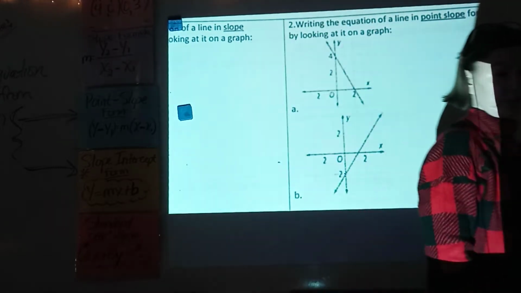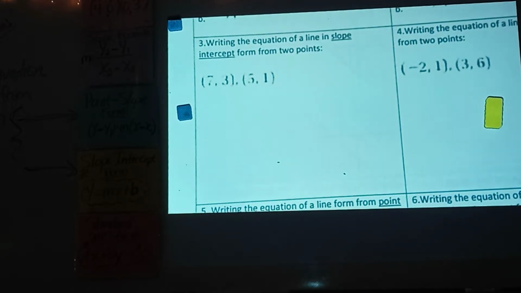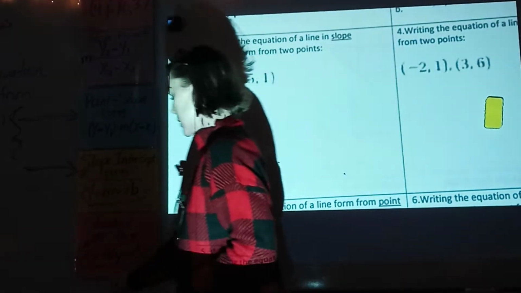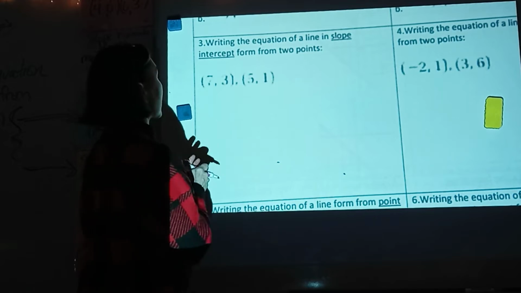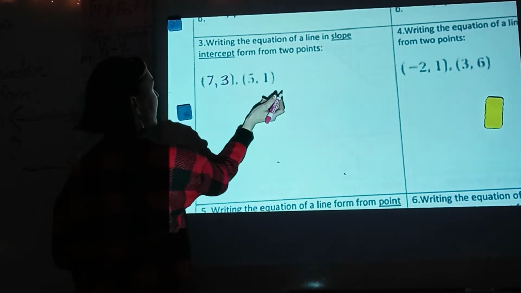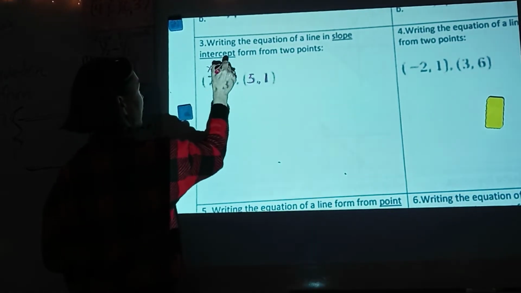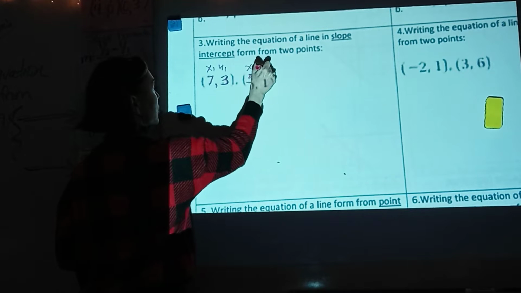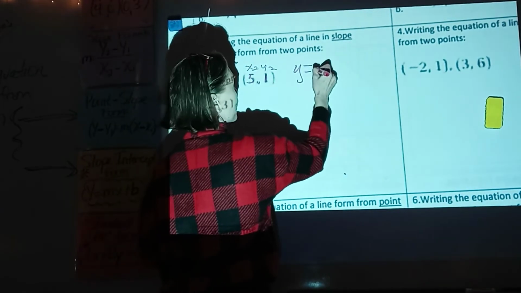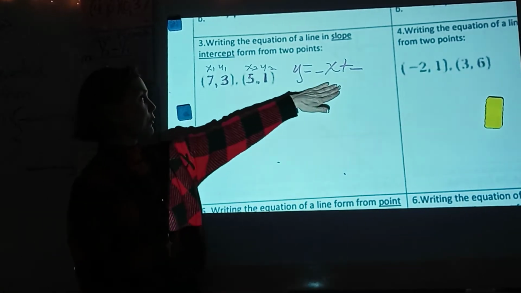Moving on. Number 3. Writing the equation of a line in slope-intercept form given 2 points. Okay, so automatically, just so that you can see it in the video, this is positive 7, positive 3. This is positive 5 and positive 1. So you have to write your x sub 1, y sub 1, and your x sub 2, y sub 2. And you have to write y equals blank, x plus blank. Okay, because this is slope-intercept form.